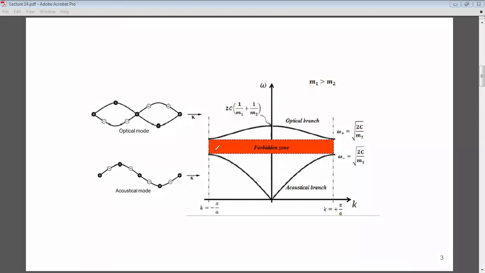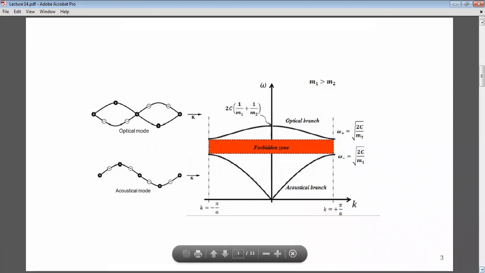At the Brillouin zone, that is at k equal minus pi over a and at k equal plus pi over a, we found that omega plus is the square root of 2c over m2. Omega minus is the square root of 2c over m1. So these were the results from last time. We also found what happens in the long wavelength regime. So here, for example, ka is almost 0, and we found that omega would be around the square root of 2c into (1 over m1 plus 1 over m2).